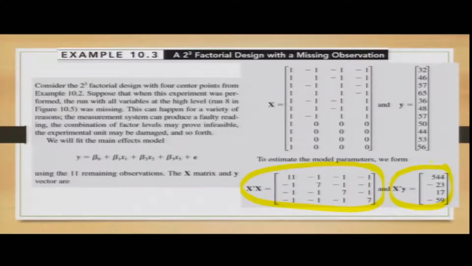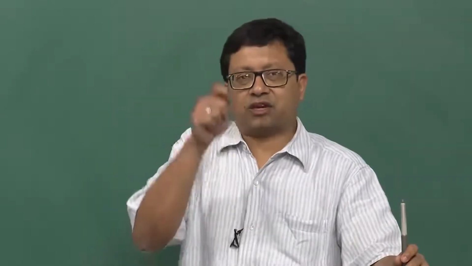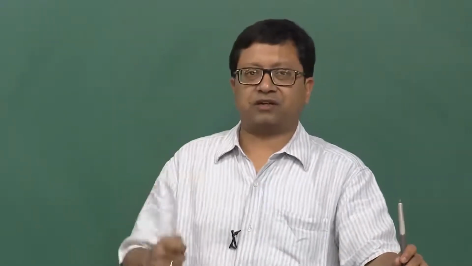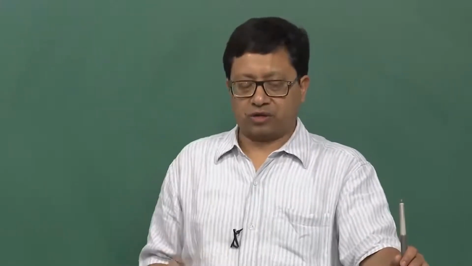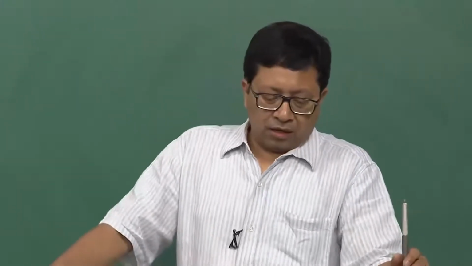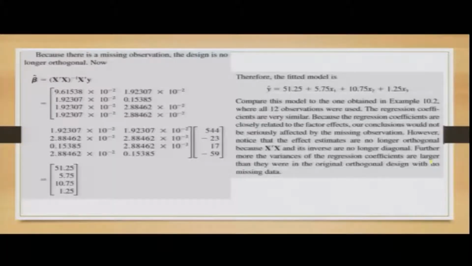So, when I am mentioning betas or the x's or the y's, they are all vectors or matrices; a scalar would only come for the case when you are trying to find out the sigma square. Because there is a missing observation, the design is no longer orthogonal. When we find it out, the beta hat values come out to be 51.25, this is beta naught hat, beta 1 hat is 5.75, beta 2 hat is 10.75, beta 3 hat is 1.25. Therefore, the fitted model is, obviously, there would not be an error term.